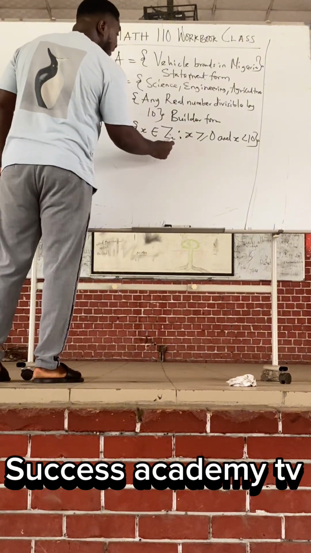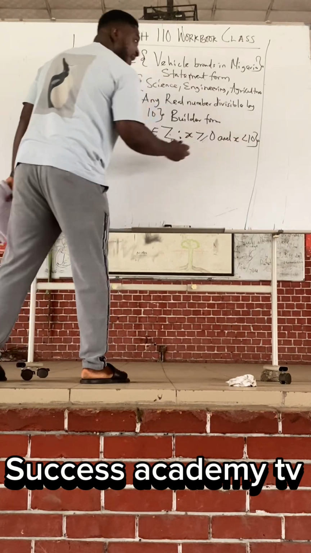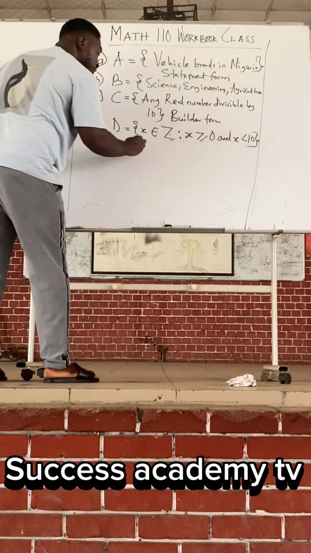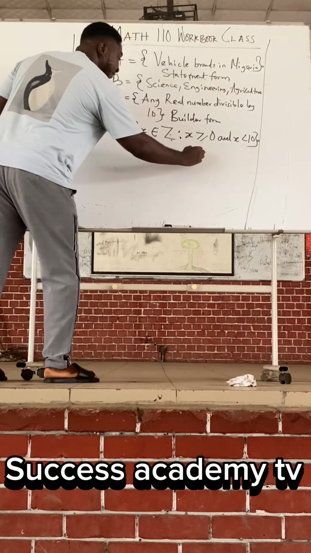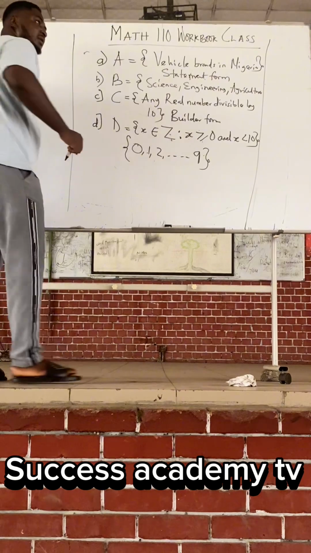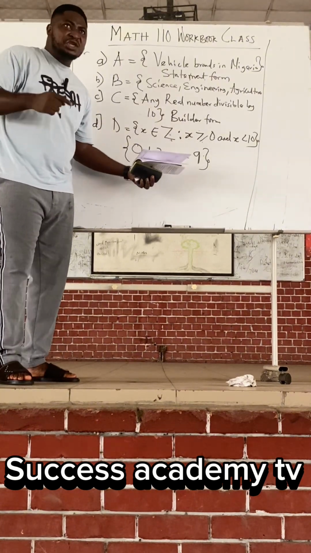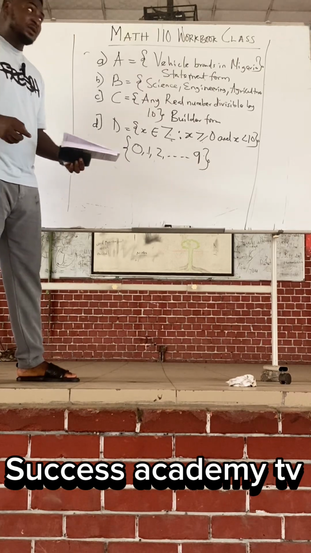So class, X is all integers, but X must be greater than or equal to 0. And X must be less than 10. Greater than or equal to 0 means 0 is among. So this means that 0, 1, 2, till 9. These are the members of set D. They do not ask you this, I'm just trying to make you understand the more.